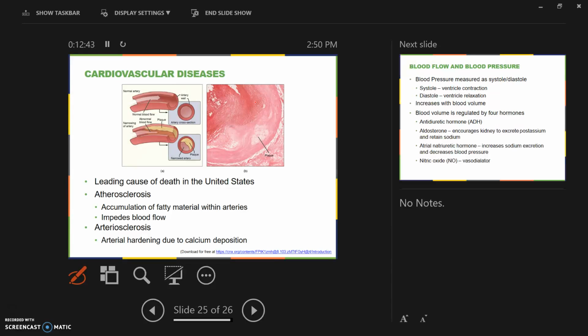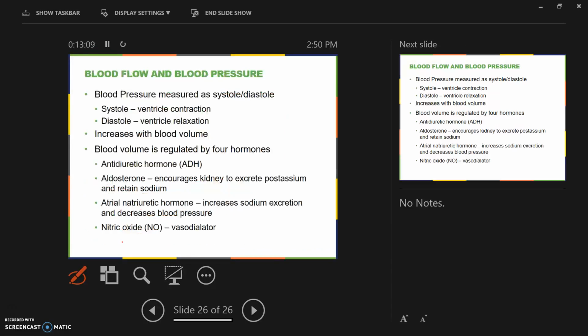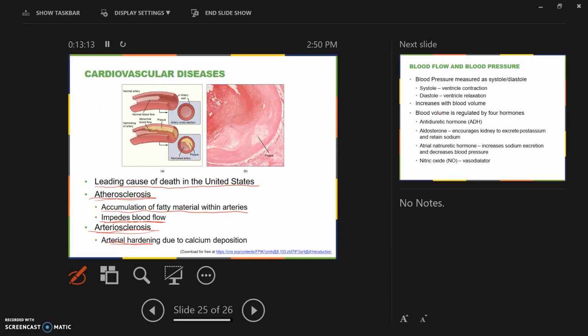Cardiovascular diseases are the leading cause of death in the United States. Atherosclerosis is a condition that's accumulation of fatty material within arteries that causes blood flow to slow down. It impedes blood flow. And arteriosclerosis is the hardening of the arteries due to calcium deposition. So there are two conditions that are found in people with cardiovascular disease. And this picture shows you an artery that has plaque buildup within it. So that's atherosclerosis, what you're seeing in that picture.